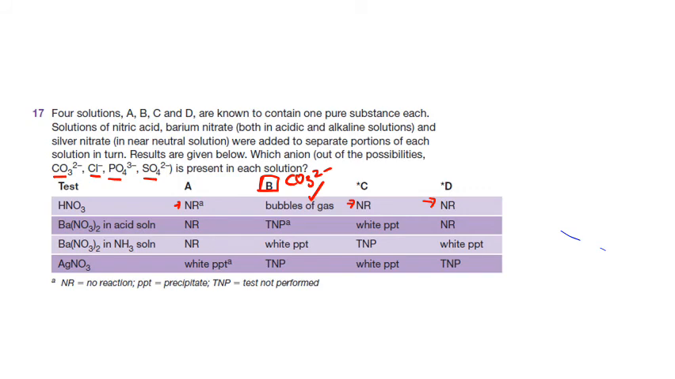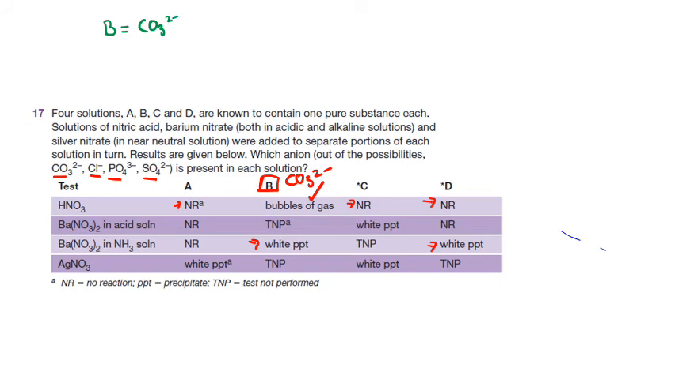Now if I did the barium test first, look at that, two of them give a white precipitate, the carbonate plus something else. So I'd be in trouble if I did the barium solution first. So that's why we do the carbonate first. Okay, so we've done B. B equals carbonate.